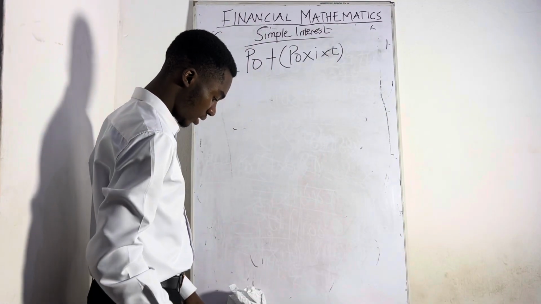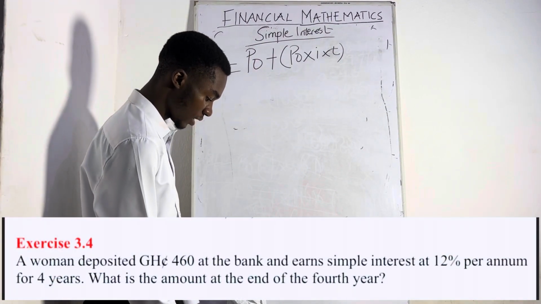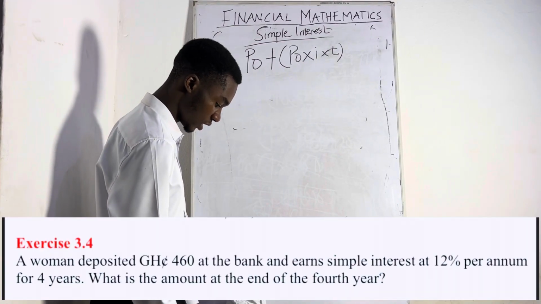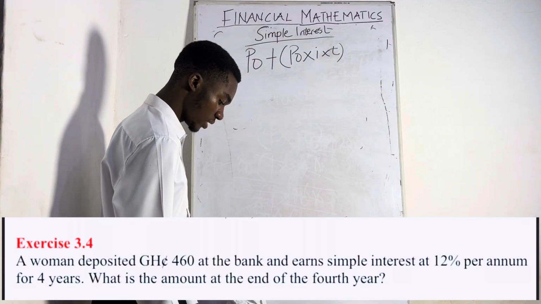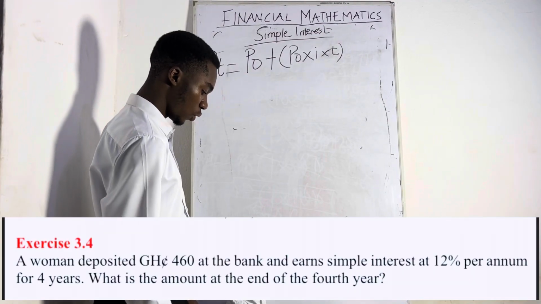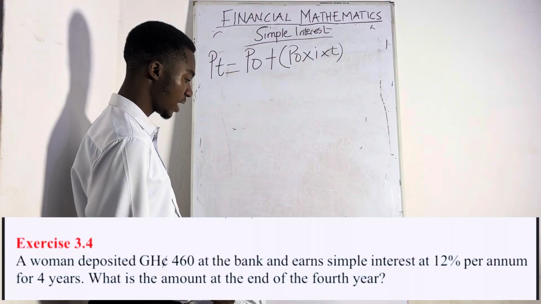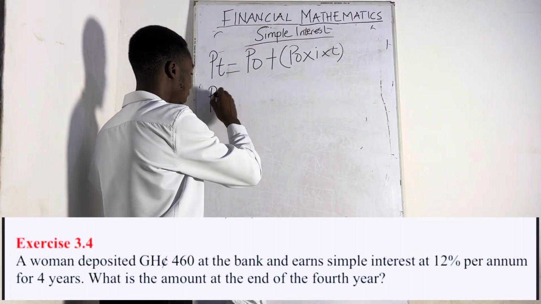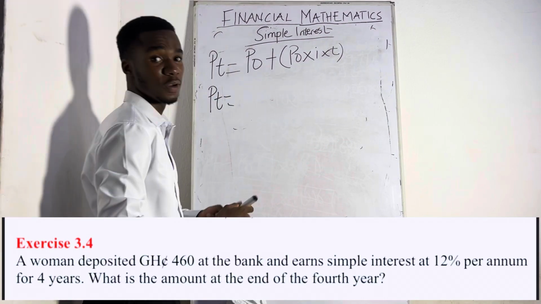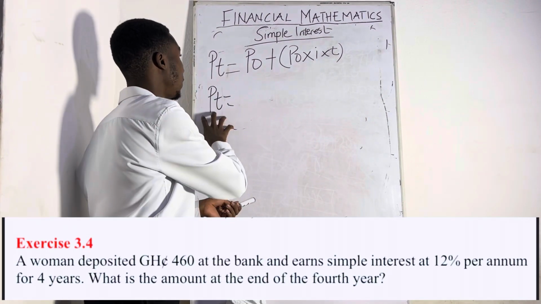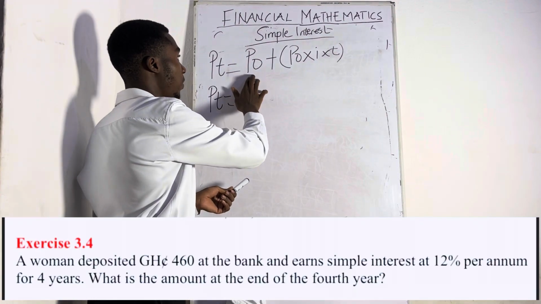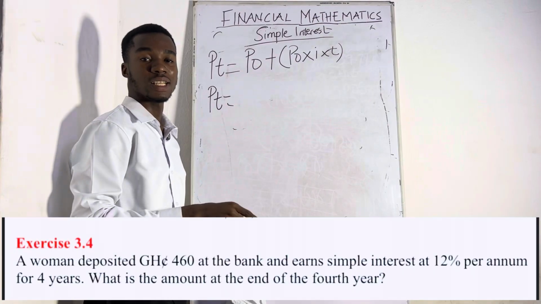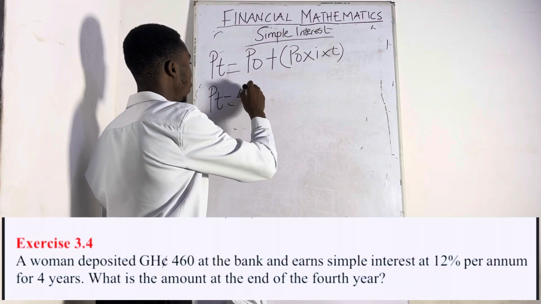So the question says, a woman deposited 460 cedis at the bank and earns simple interest at 12% per annum for 4 years. What is the amount at the end of the 4th year? So a woman deposits 460 cedis. So that's her principal. So her principal is 460. So if you want to calculate the value at the end of the 4th year, that's our future value. So our future value, the formula is already here. And the principal, which is the P0, is how much she's investing at that particular point. It's also the same as the present value. So that one is 460.